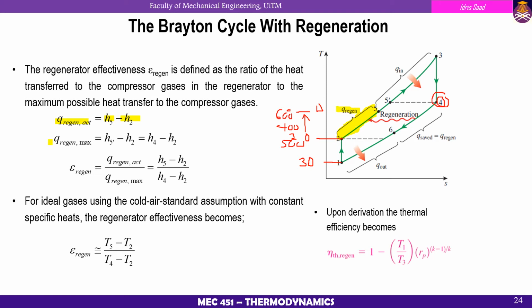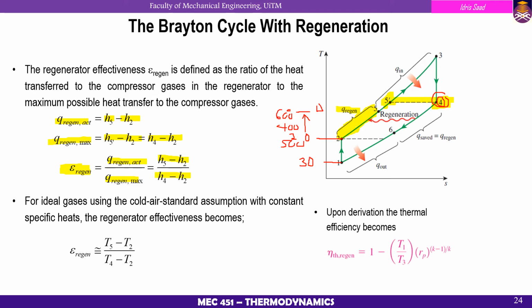And the maximum is H5 prime minus H2. Basically, the maximum it can go to is H5 prime. So this is equal to H4 minus H2, because the maximum H5 prime is equal to H4 in the system. So the effectiveness of regeneration is the actual Q regeneration divided by the maximum Q regeneration. This is equal to H5 minus H2 over H4 minus H2.